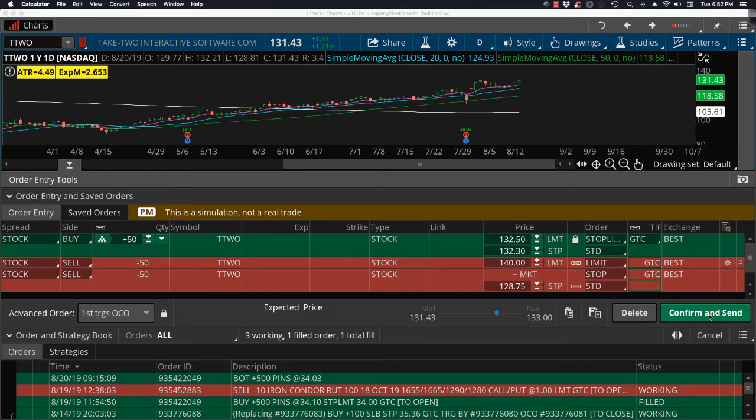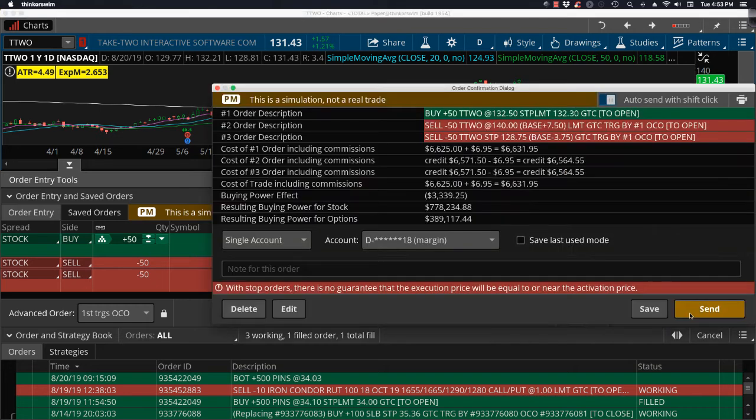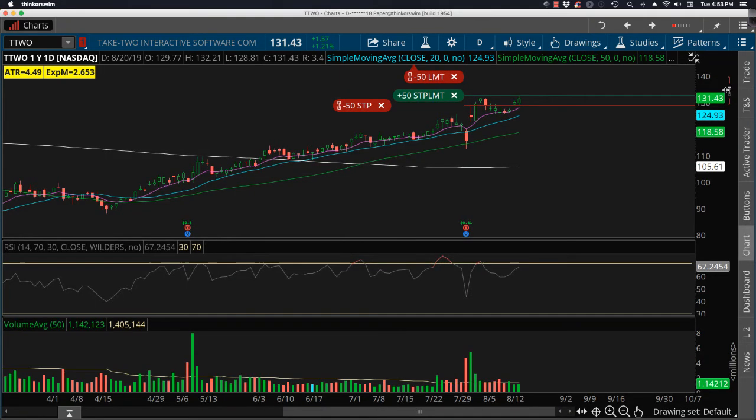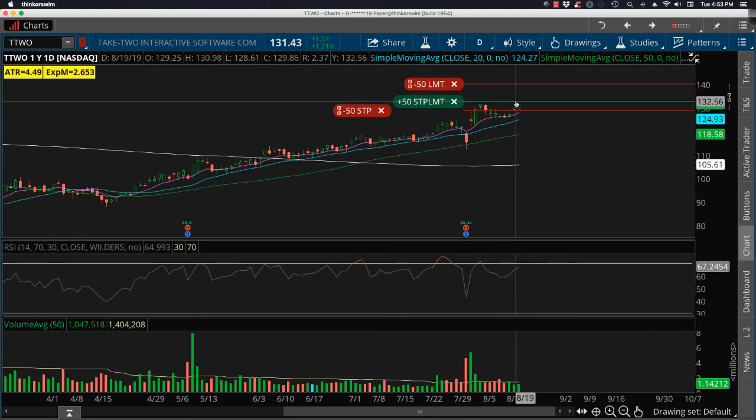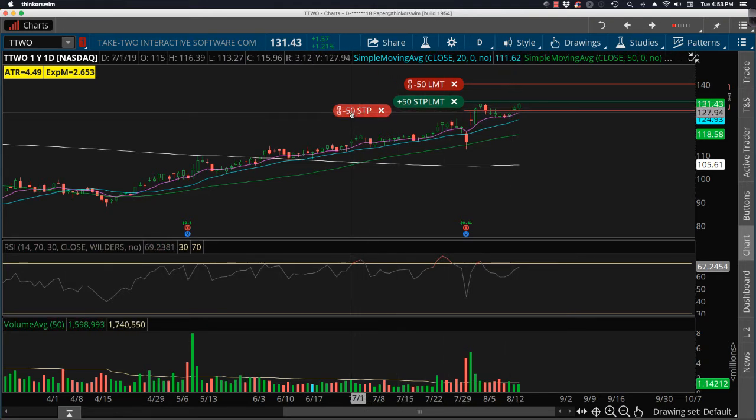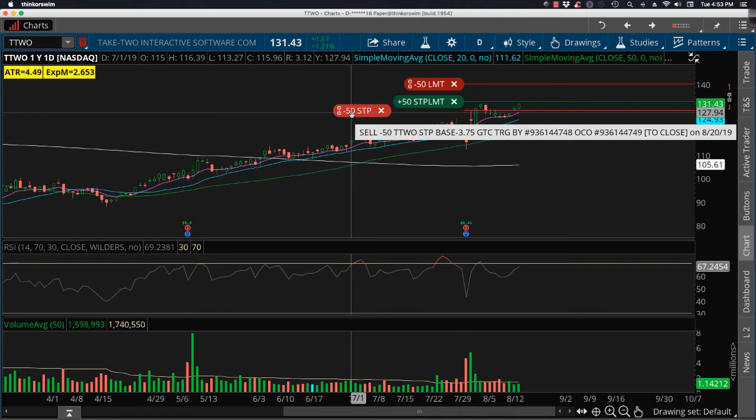So I'm going to go ahead and confirm and send that bracket order in. We've got it all good till canceled. Again, just review the order. 132.30 stop, 132.50 limit, target 140 sell limit, and a 128.75 stop. I'm going to go ahead and hit confirm and send. And voila, there is our bracket order. You can see we've got a better than 1.5, almost 2 to 1 reward to risk ratio, and a reasonable stop loss. Now again, I could be less aggressive on that stop loss or back that off a little bit if I needed to.